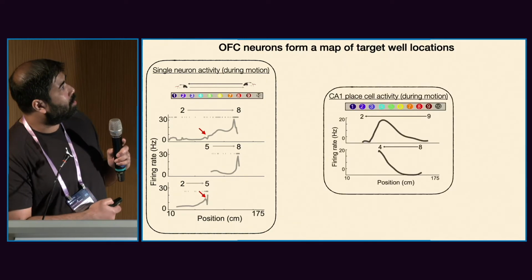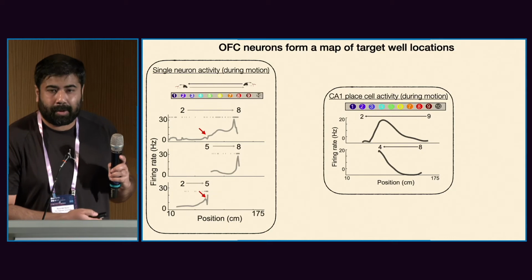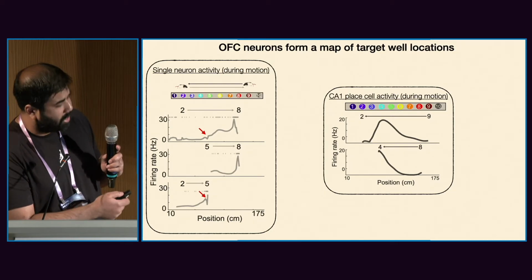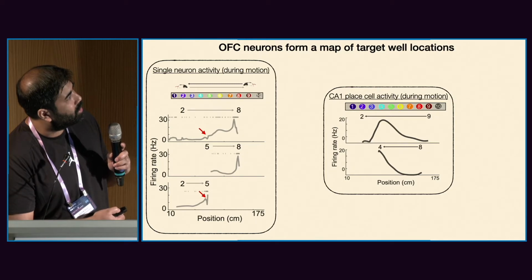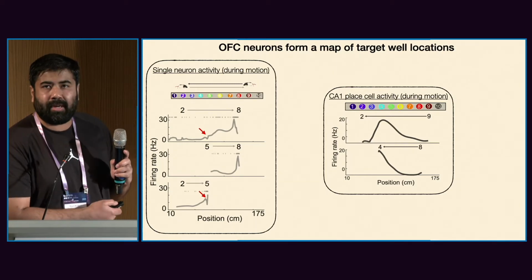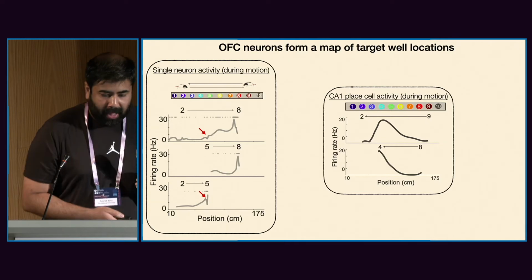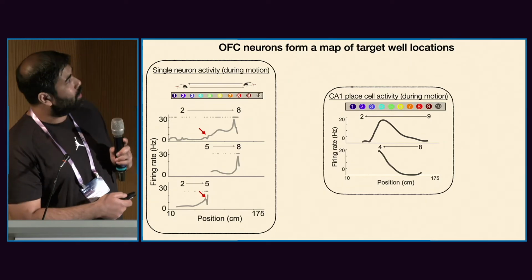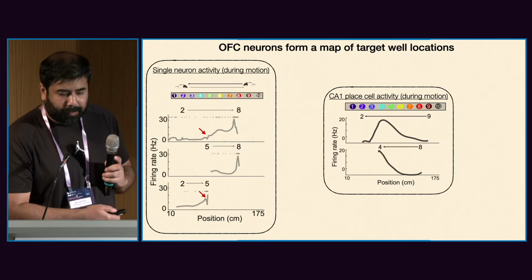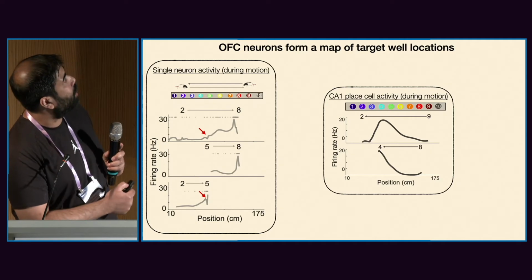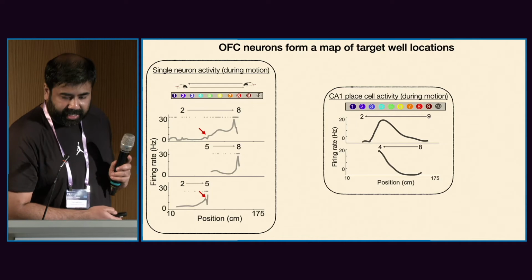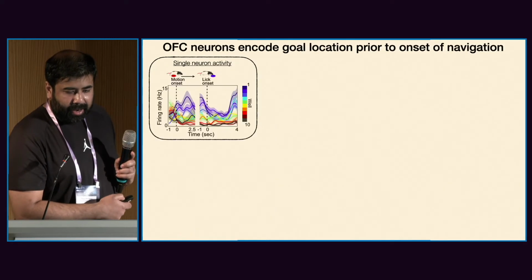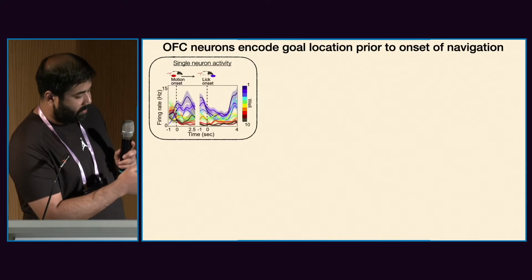This is in stark contrast to, let's say, a hippocampal place cell, where I'm showing 2 example trials. So you can see that this cell fires always in this particular location irrespective of where the animal is actually going to, right? So this implied that the OFC neurons probably have some information about where the animal is heading throughout the trajectory.